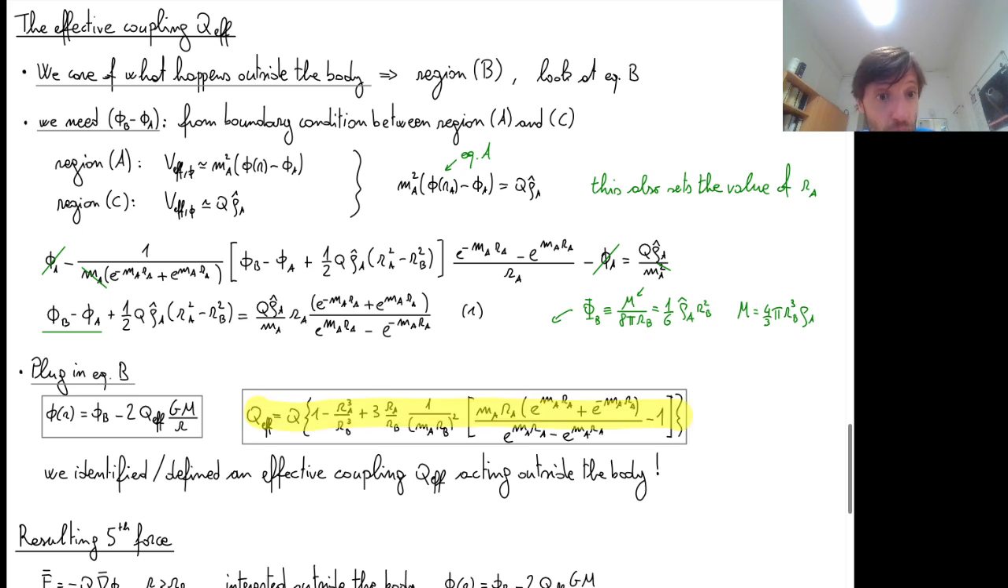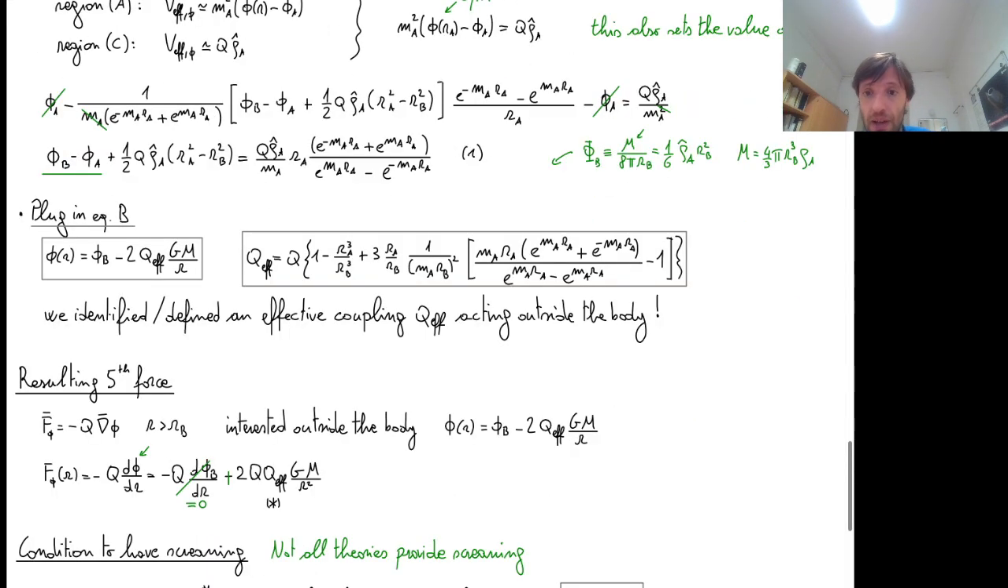That's the term which is going to define the equation of motion of a massive object. Look what we have. We have Q, which is the bare coupling, minus all of this term. Good.